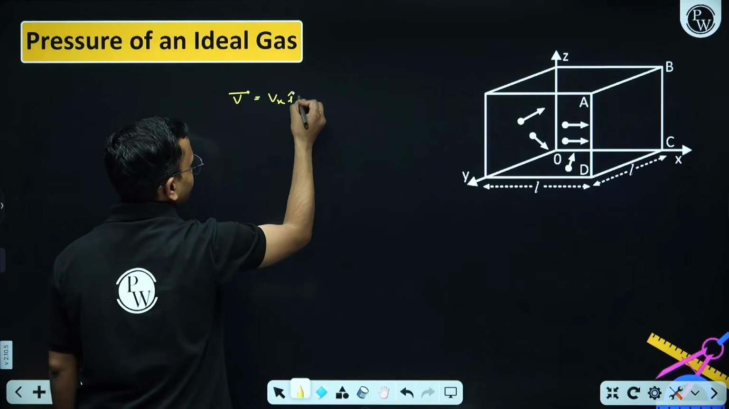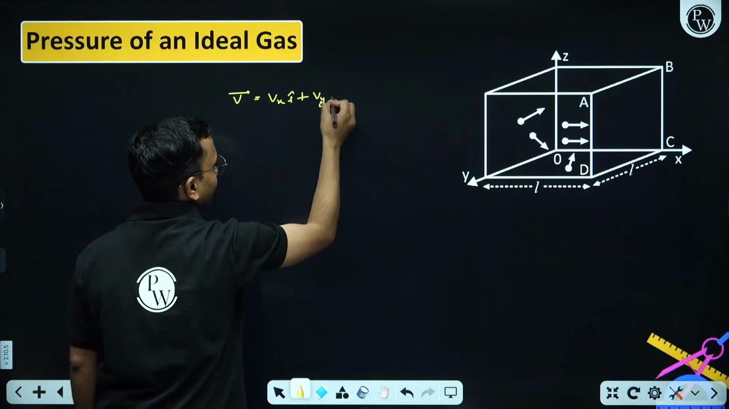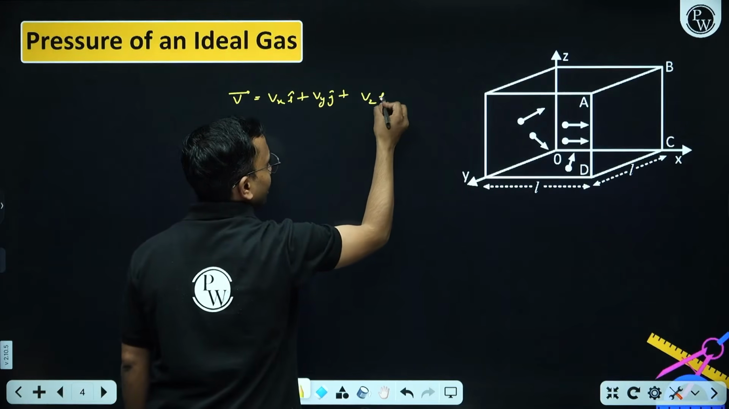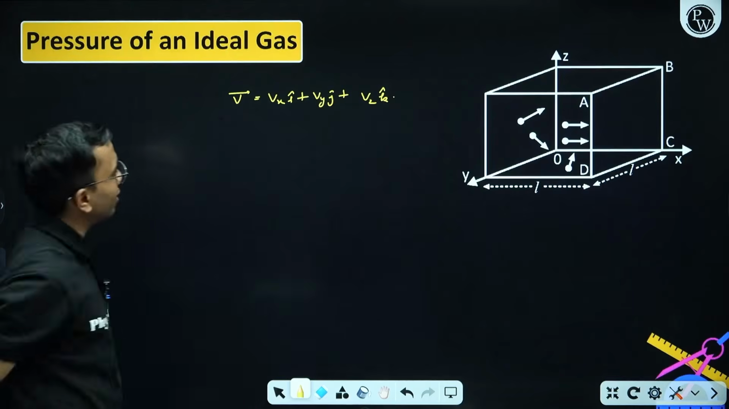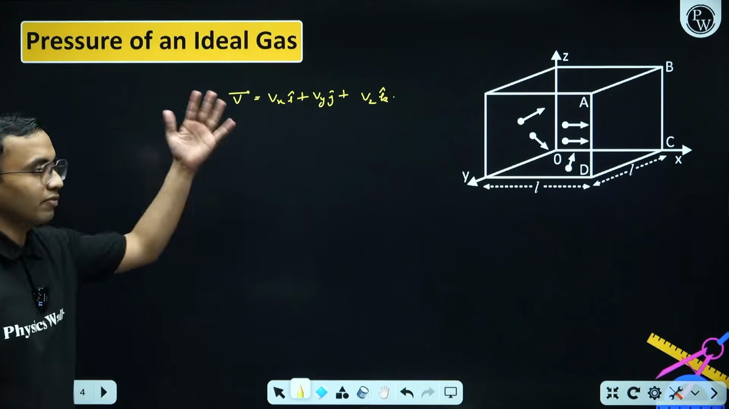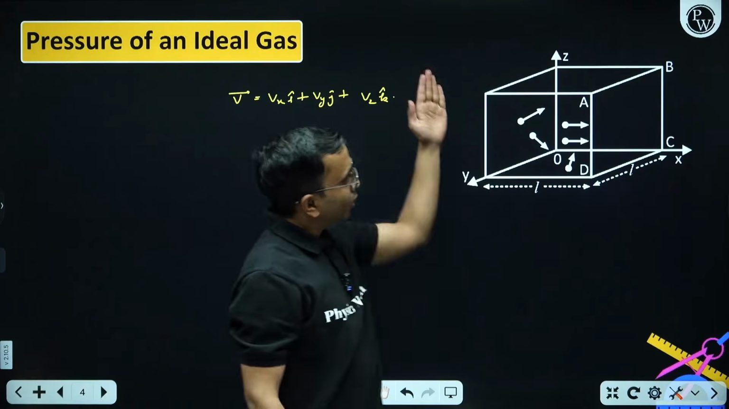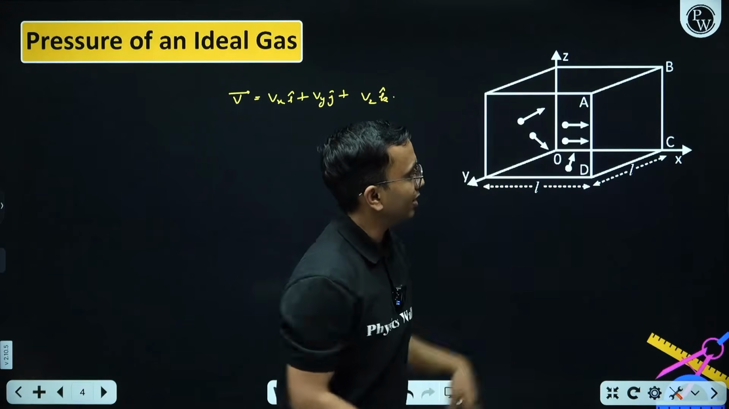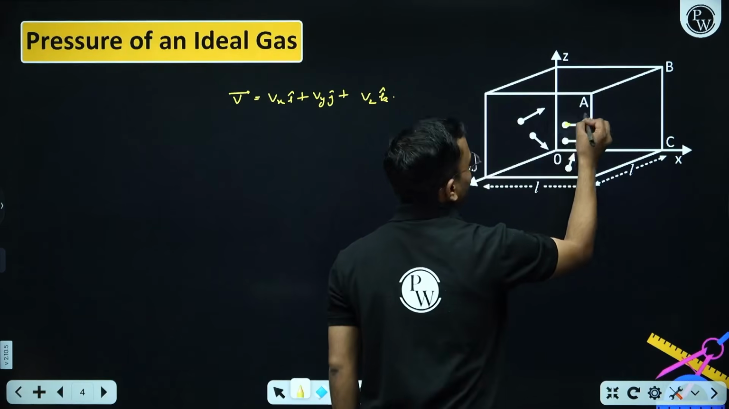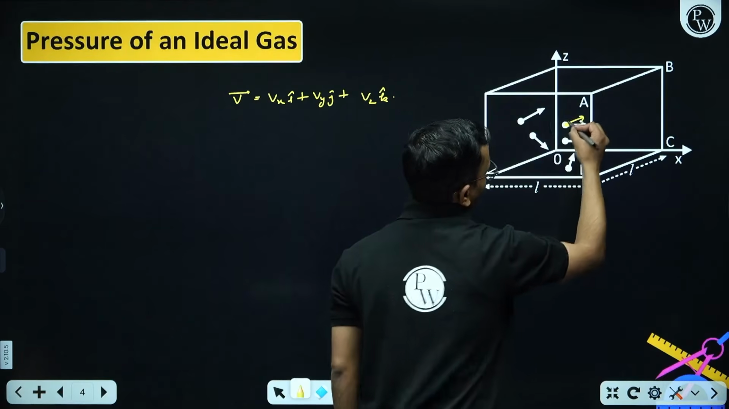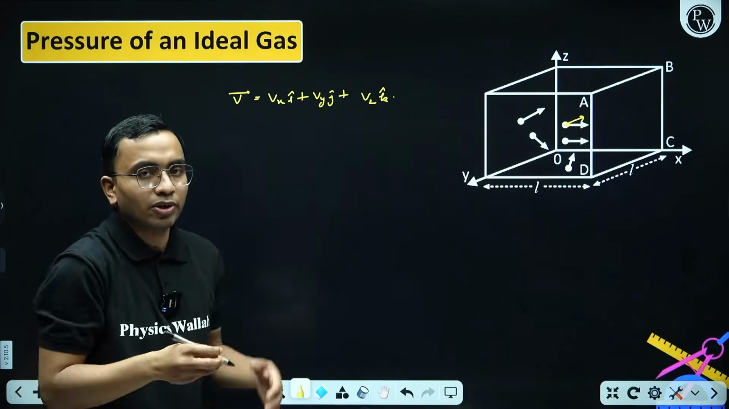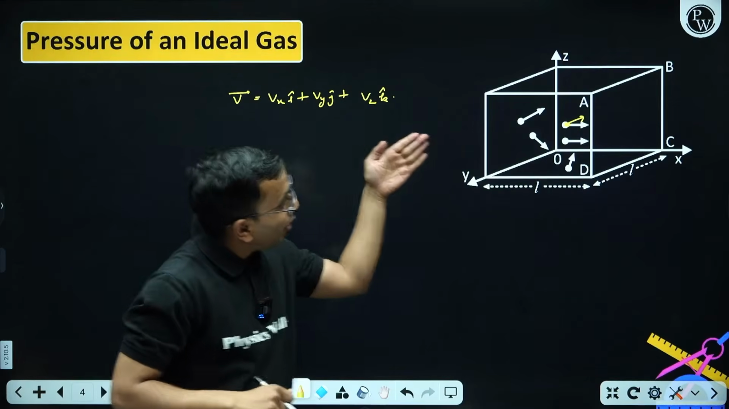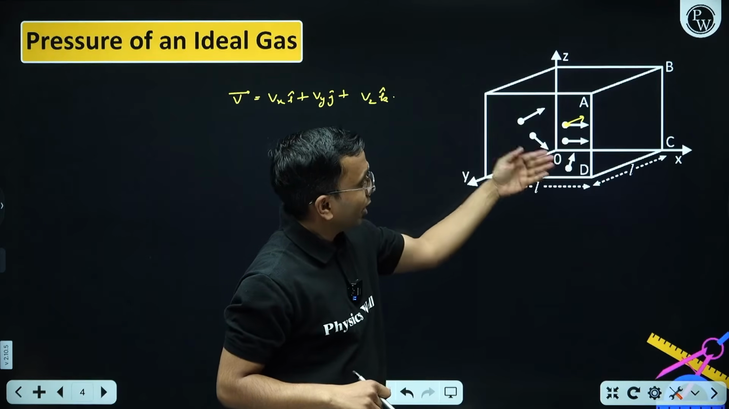Vx i cap, Vy j cap, Vz k cap. Let us take we are having this molecule, it is traveling with this speed. Now it collides with this surface that is ABCD. This is that molecule, it collides. It was having some component of velocity along the x-axis, some along the y-axis, some along the z-axis. Now it is colliding with this plane.